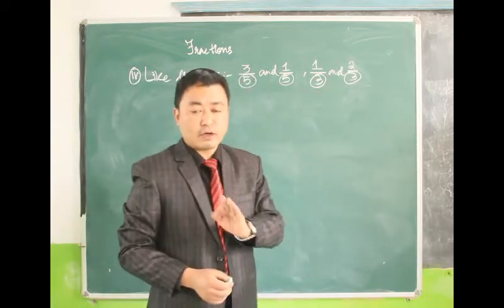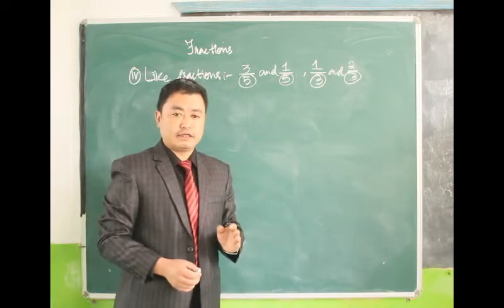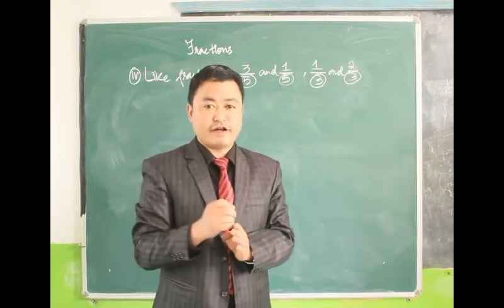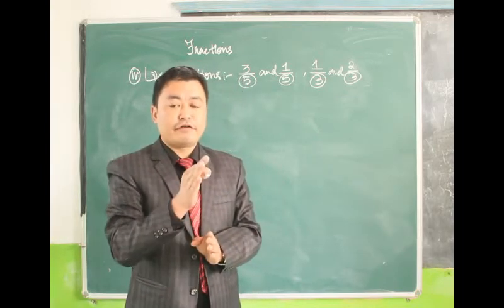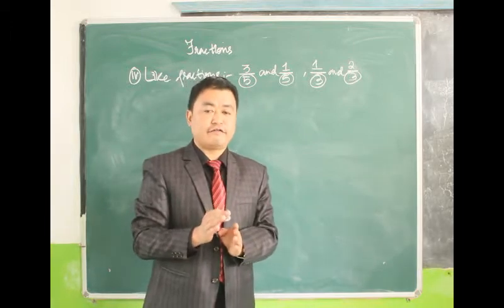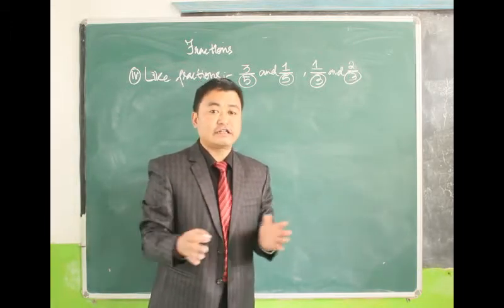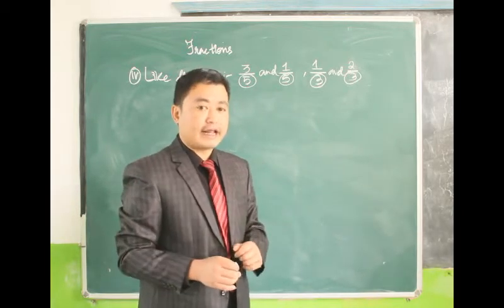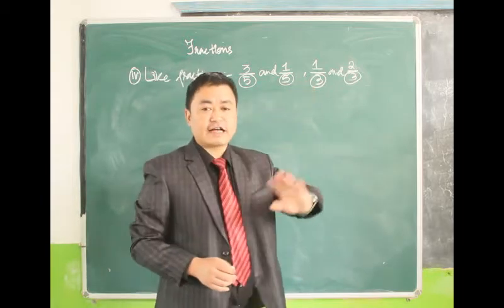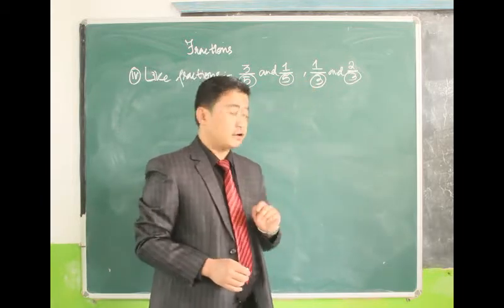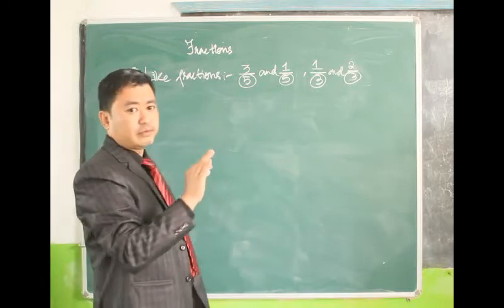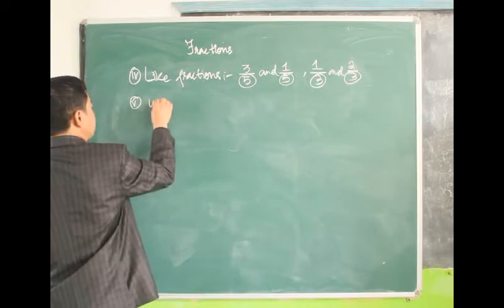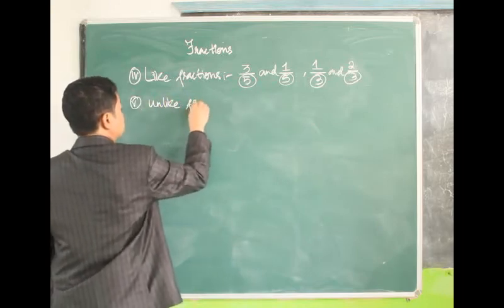What I want you to understand from this is to recognize and differentiate between like and unlike fractions. Like fractions, as I said, have the same denominator. When you are dealing with 2 or more fractions, or arranging fractions, and you get the same denominators, those are known as like fractions. The fractions with the same denominator are known as like fractions. We don't care about the numerator. It's all about the denominator. Remember that.